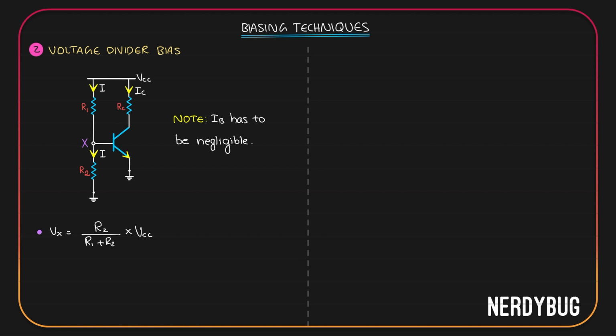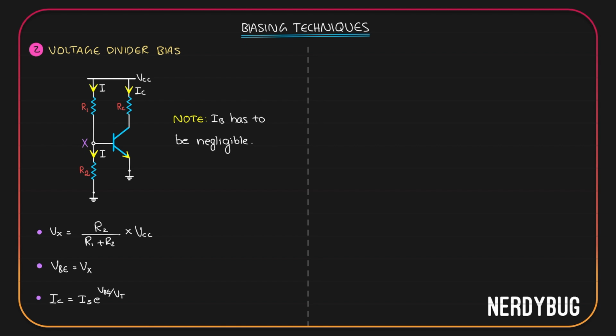Now, one thing you can see is this end of R2 is connected to the base of the transistor. The other end, through the ground, is connected to the emitter. So the base emitter voltage is basically whatever is the voltage across R2. But what is the voltage across R2? It is Vx. So here VBE is Vx.